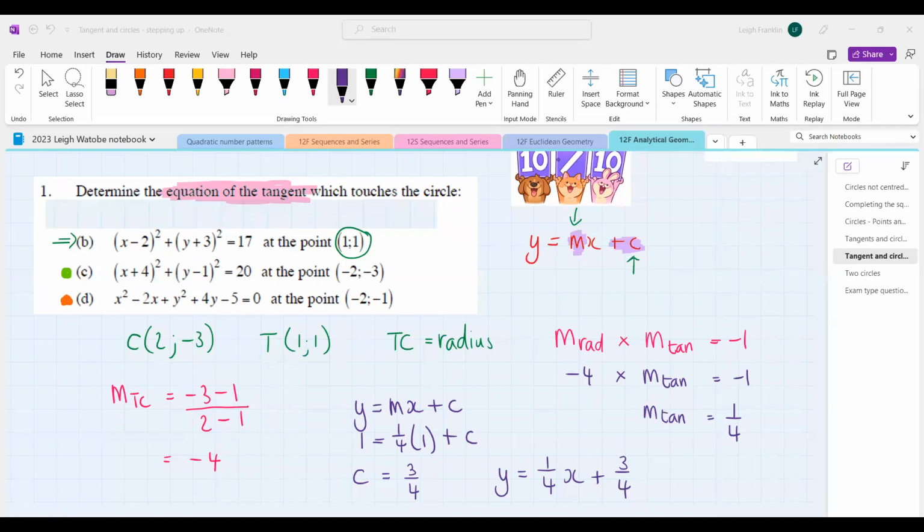Yes, Kamogelo, what's up? Hi, ma'am. My question is on the value of C, 3/4. Is it not supposed to be negative 3/4? No, because remember, you're going to take that quarter over to the other side. So it's going to be 1 minus 1/4. Oh, all right. Thank you, ma'am. Okay, no problem.